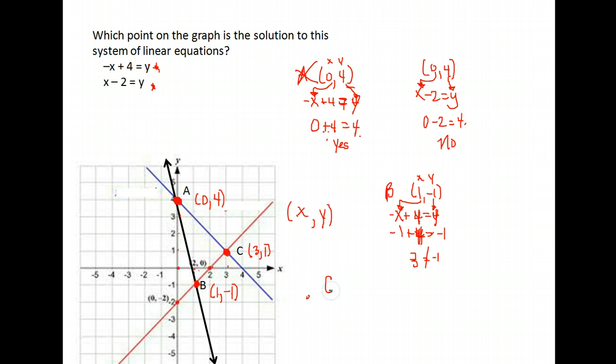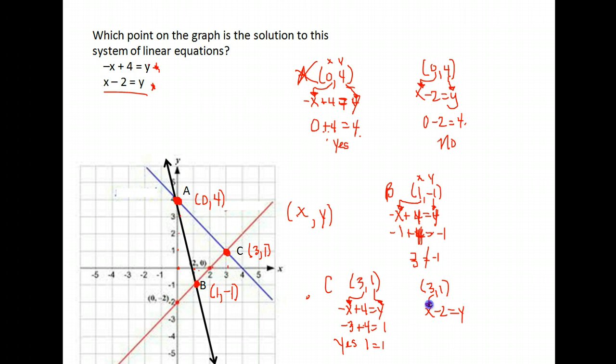So our answer must be C. Let's try it out and see if it works. Try the point 3, 1 in both equations. Negative x plus 4 equals y is the first equation. When we're testing it, we just replace the x's with a 3 and the y's with a 1. So is it true that negative 3 plus 4 equals 1? It is. Negative 3 plus 4 is 1. So this is a yes. Now it should work in the other one, or else we have a big problem because there are no other points. Again, try the point 3, 1 in our second equation. So we have x minus 2 equals y.